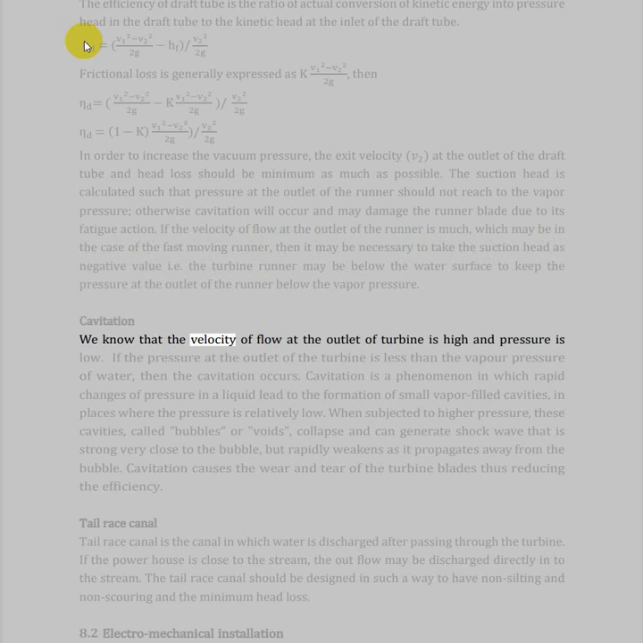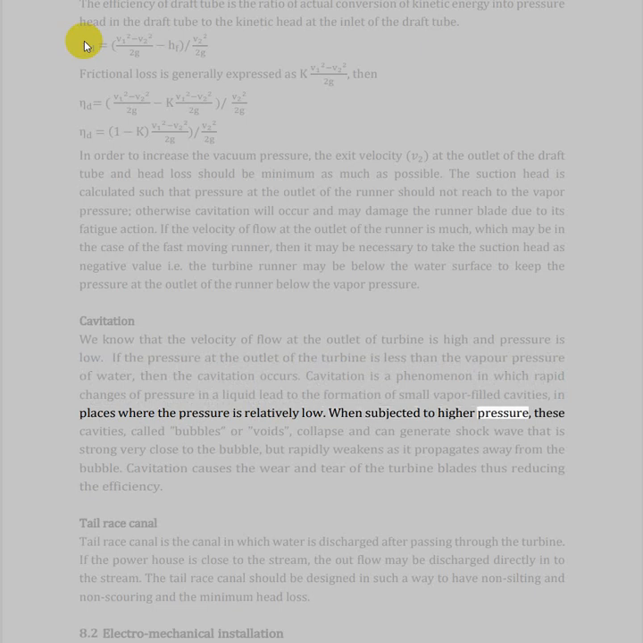Cavitation. We know that the velocity of flow at the outlet of the turbine is high and the pressure is low. If the pressure at the outlet of the turbine is less than the vapor pressure of water, then cavitation occurs. Cavitation is a phenomenon in which rapid changes of pressure in a liquid lead to the formation of small vapor-filled cavities in places where the pressure is relatively low.